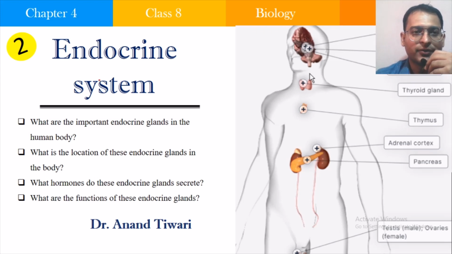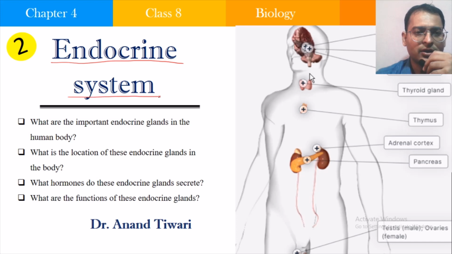Hello students. In the earlier lecture on the endocrine system, we discussed the differences between endocrine and exocrine glands, what an endocrine gland does, what hormones are, and the various aspects of the endocrine system.